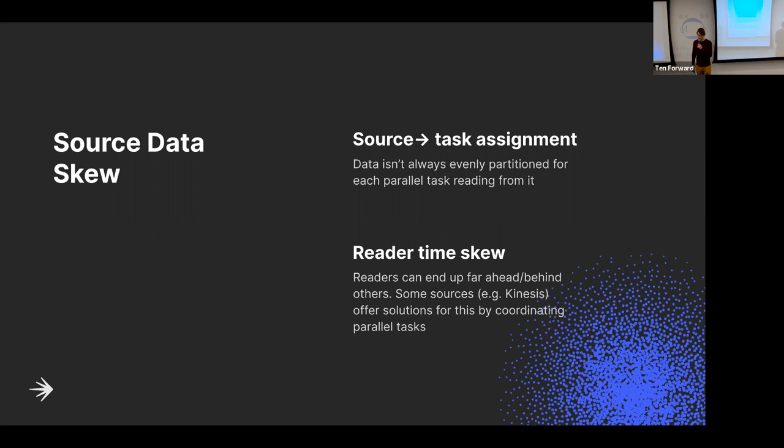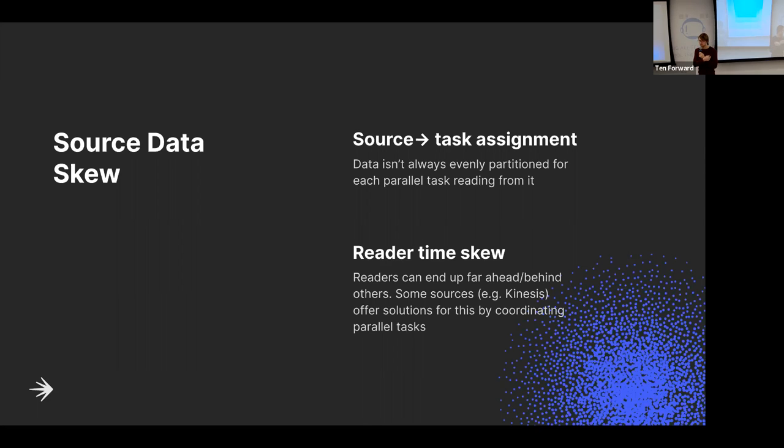And then you have a second problem with source data, which is just a skew in the volume of data. So if your data is not evenly partitioned, you can think about Kinesis shards, or if you have an S3 file source and one of your files is much larger than the other, you can end up with some readers that are taking much longer than others to read their data.